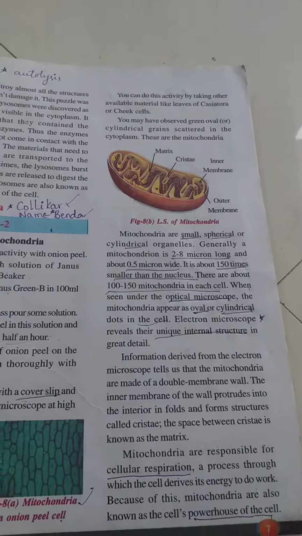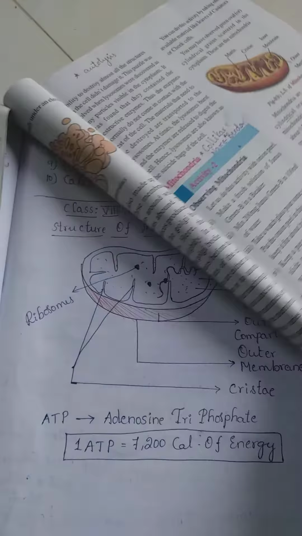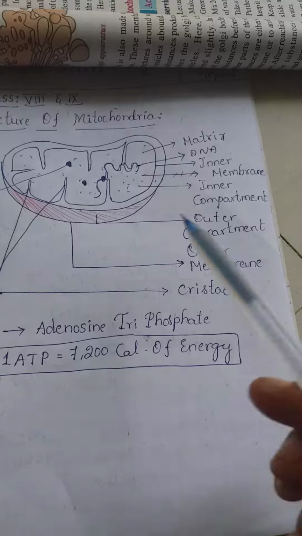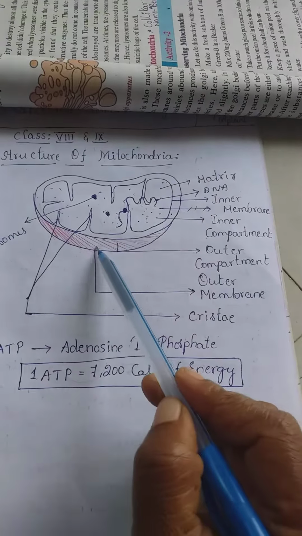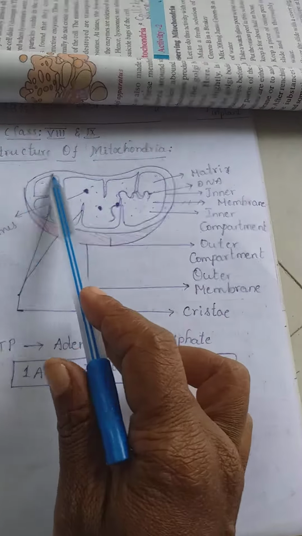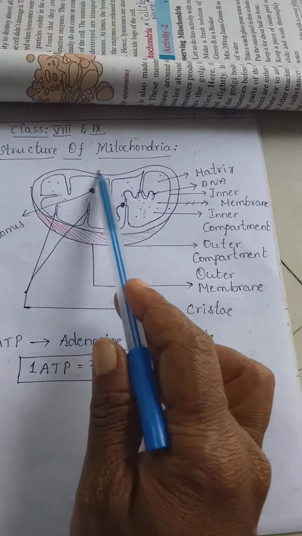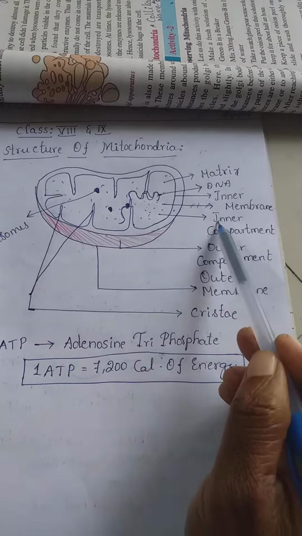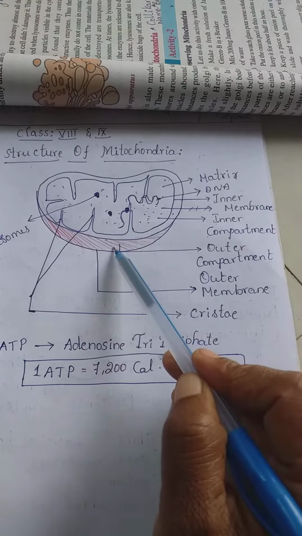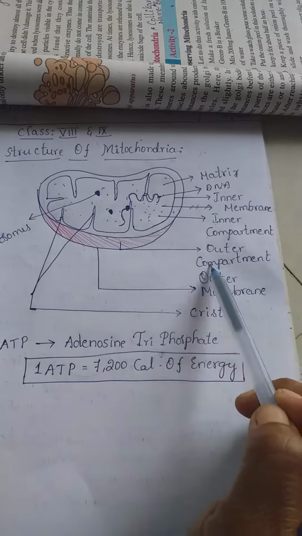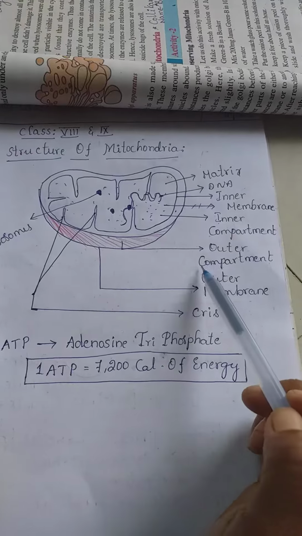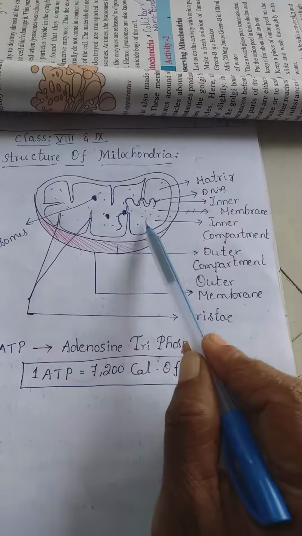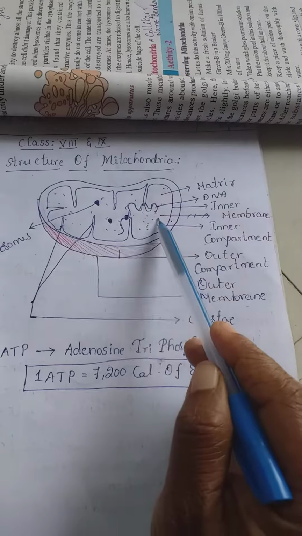Okay, so here I have drawn the mitochondria structure. The structure of mitochondria will be like this, oval shape or spherical shape. There are two portions in the mitochondria, outer compartment and inner compartment. The outer compartment is covered by the outer membrane, and the inner compartment is covered by the inner membrane.